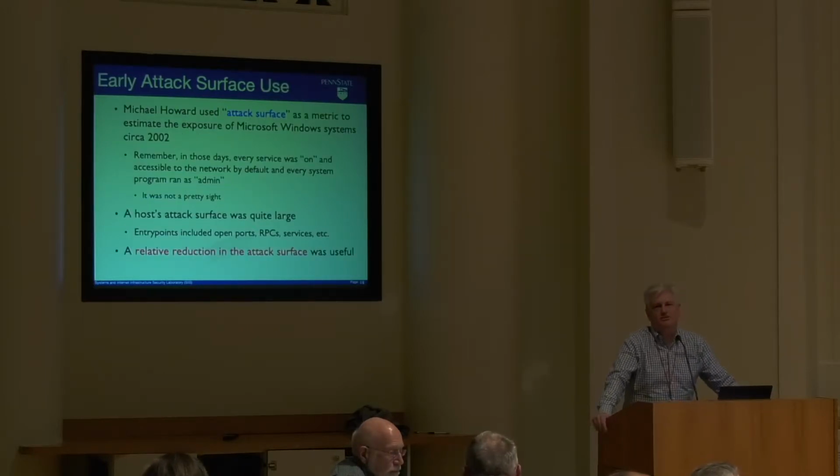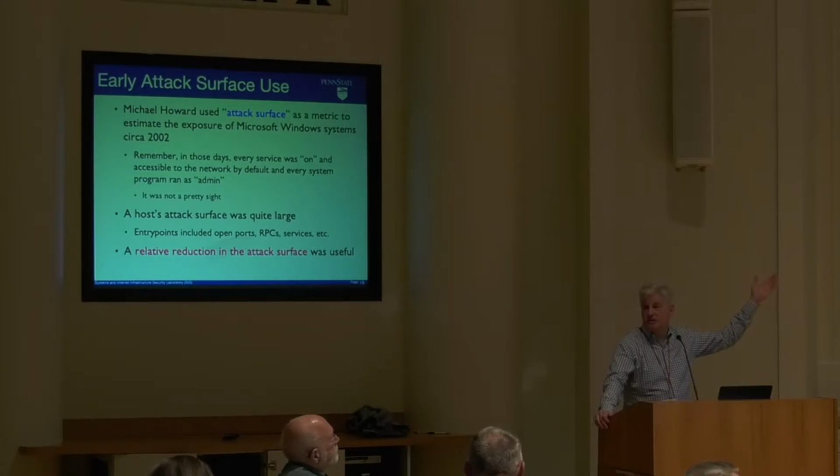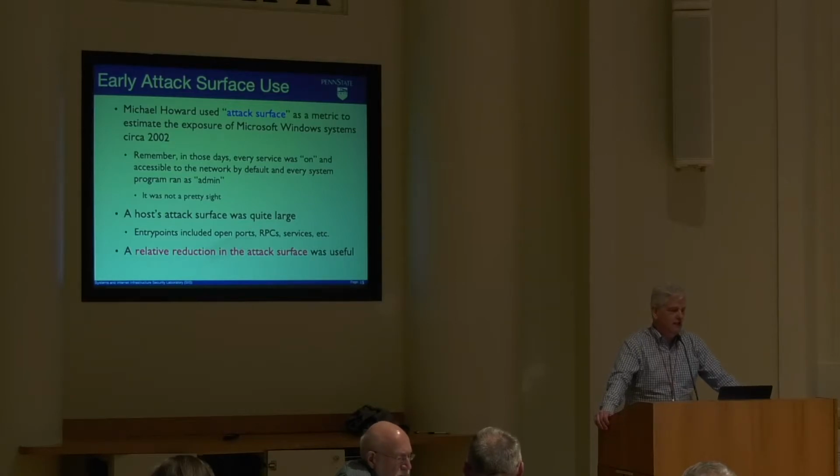Now, the early use of attack surfaces wasn't very profound. Partly this was due to the nature of the Microsoft Windows products at the time, because some of you are fairly young, but in 2002, the Microsoft Windows systems that were running pretty much were wide open. Every service was turned on, was accessible to the network, and they ran as admin. So basically, if you had one vulnerability, you could take over the whole internet. And that's what people did through various worms that came about in the early 2000s.